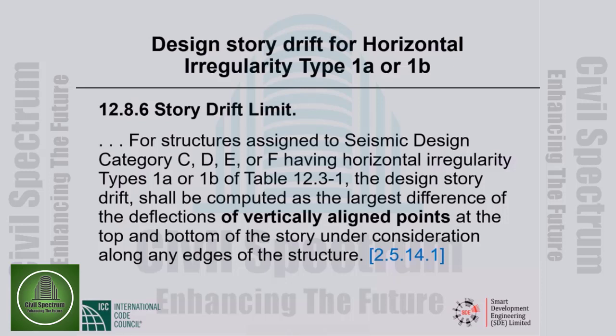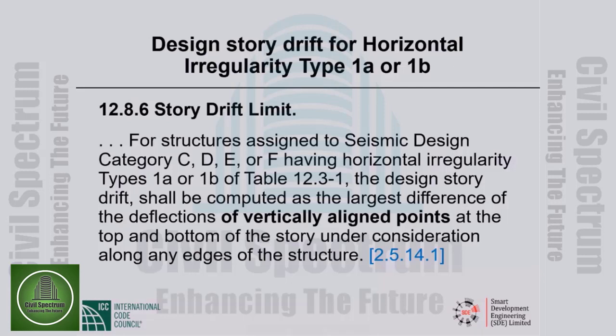The second is how we compute interstory drift. For structures assigned to design category CD, having horizontal irregularity type 1A, 1B, the design story drift shall be computed as the largest difference of the deflections of vertically aligned points at the top and bottom of the story under consideration along any edges of the structure.